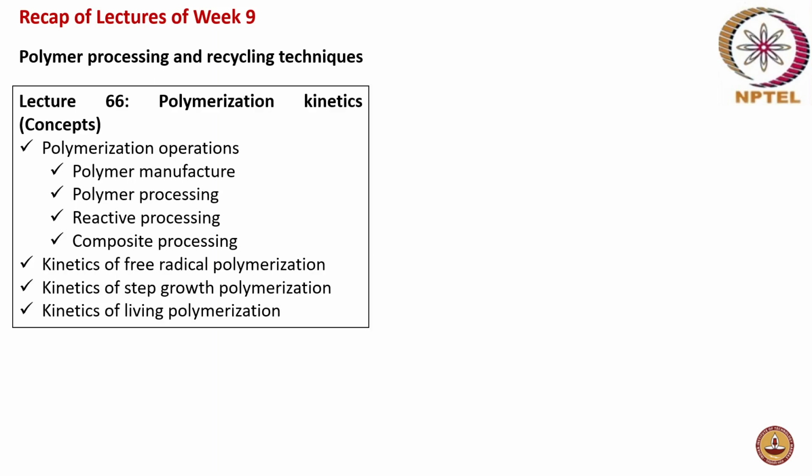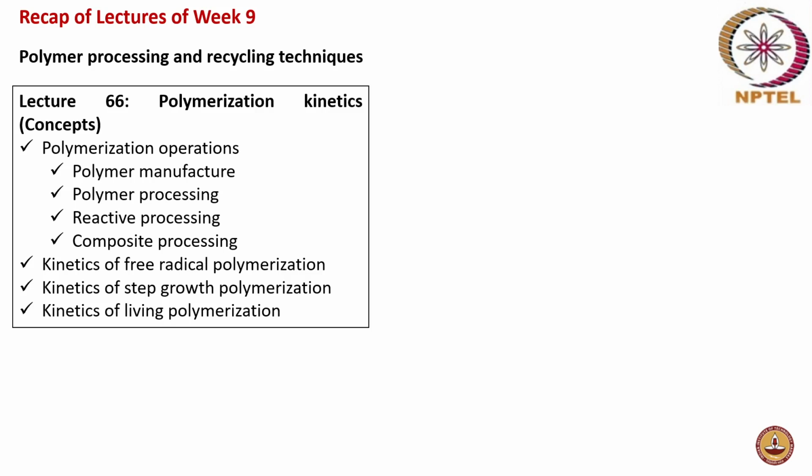The next lecture was on polymerization kinetics. So different polymerization operations were discussed, such as polymer manufacture, and what the polymer processing operations are, like your extrusion and molding operations. And then your reactive processing, for example reaction injection molding. In case of reaction injection molding, what happens is that there is a polymerization process happening, as well as a shaping operation happening.